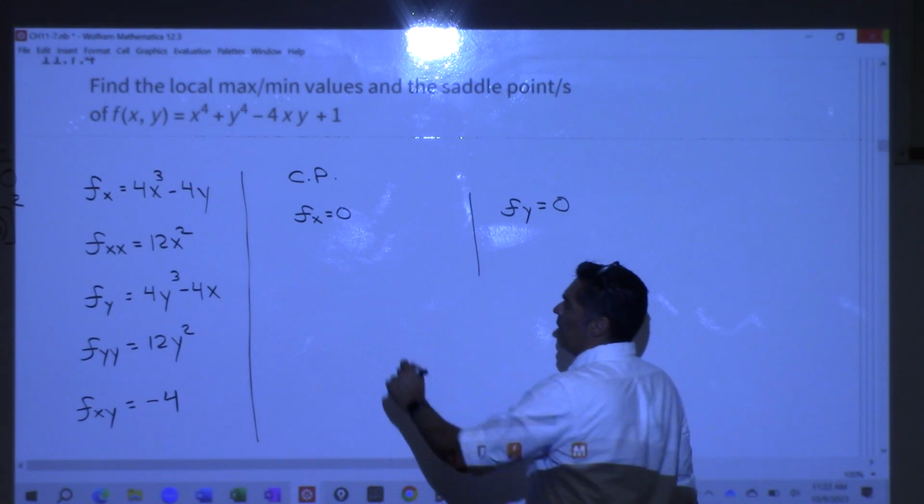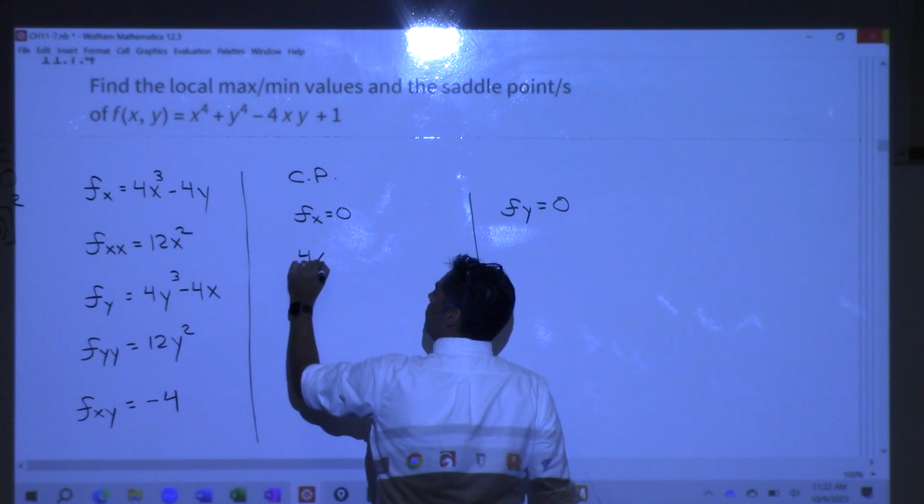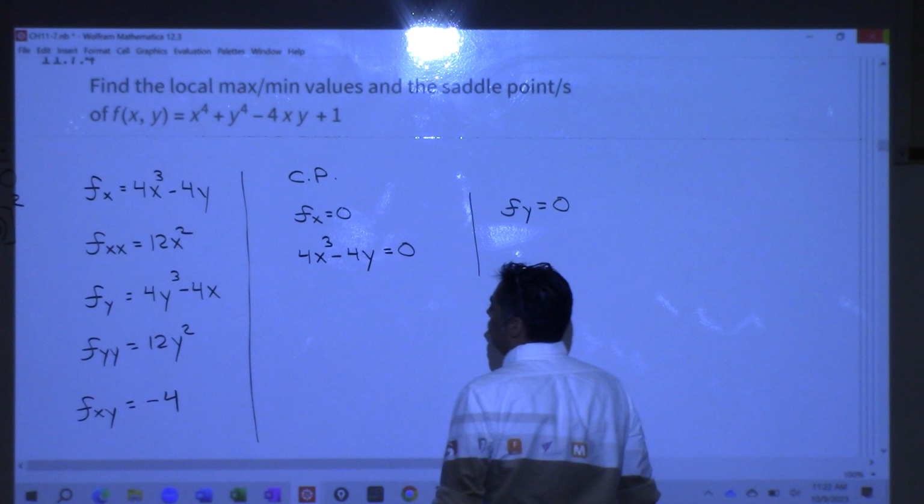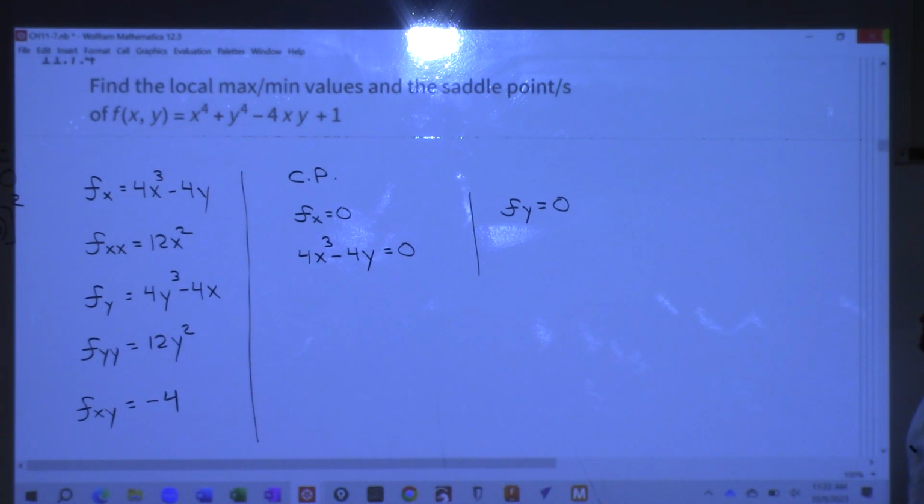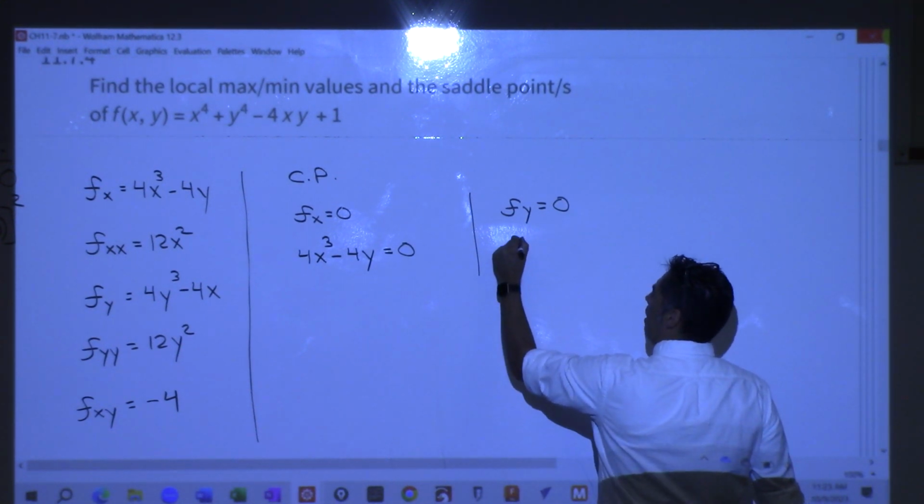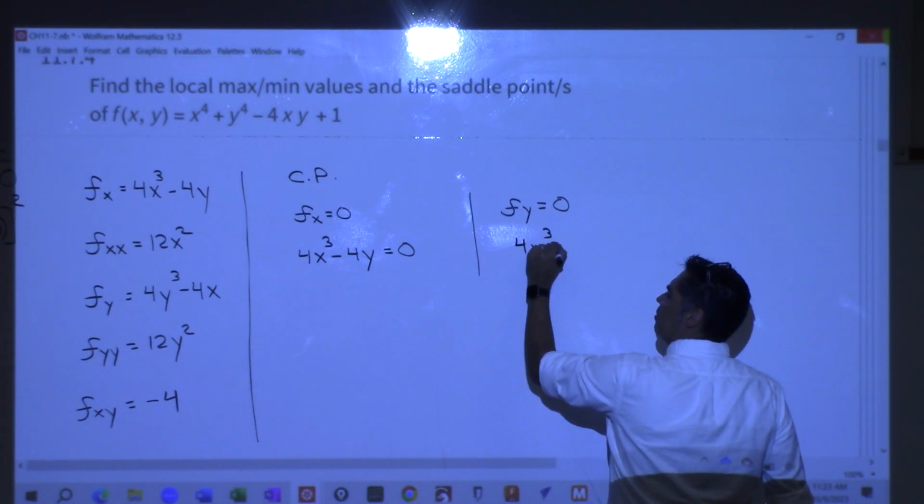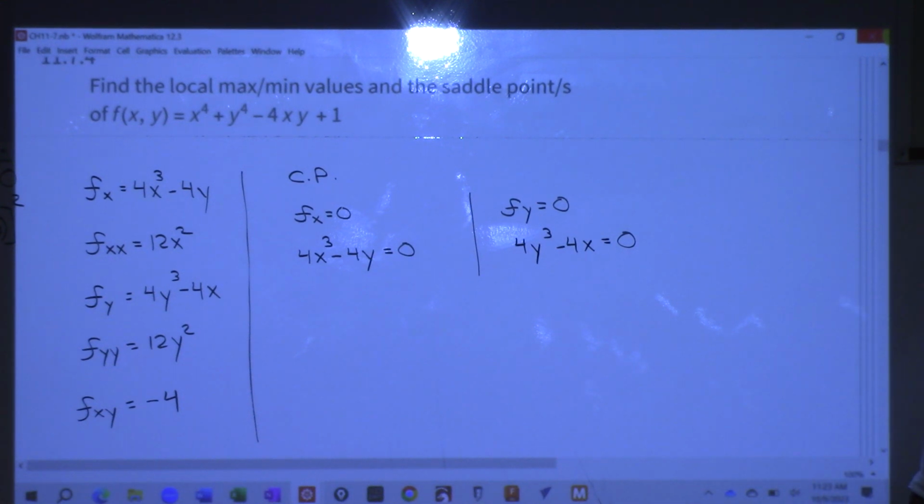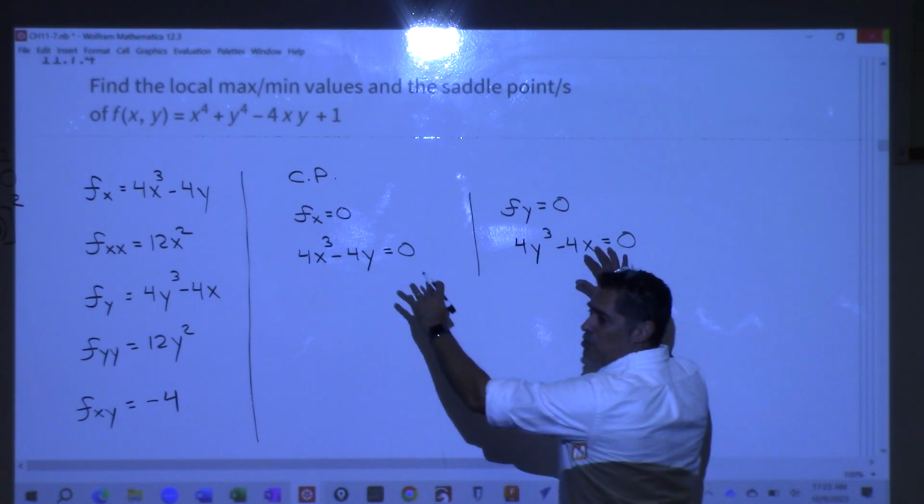Okay, set the partial with respect to x equal to 0. 4x cubed minus 4y equals 0. Yeah, I'm not going to get a solution there, am I? Because it's one equation, you have two variables. So there's an infinite number of solutions to that, right? How am I ever going to check an infinite number of solutions? Well, what I'm going to do is look at the partial with respect to y, which is 4y cubed minus 4x. That must also equal 0, right? So if they must both equal 0, then they must equal each other. So I'm going to set them both equal to one another.